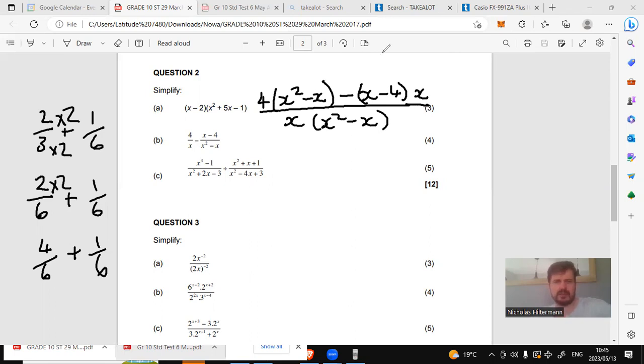Okay. What did I do here? I times the 4 by that, and I times the x minus 4, which was this thing, by this. So do you see, I times the first thing by the bottom of the second thing, and the second thing by the bottom of the first thing. So this is kind of the same. You do the same every time.